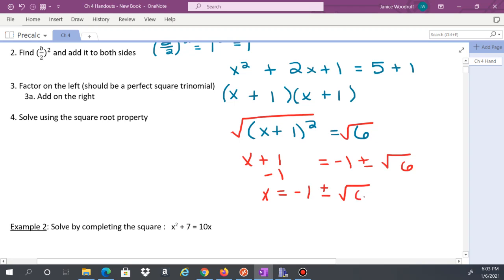Now the very last step would be to simplify this radical, if I could simplify it. But in this case, I cannot simplify it, so this is going to be my final answer.